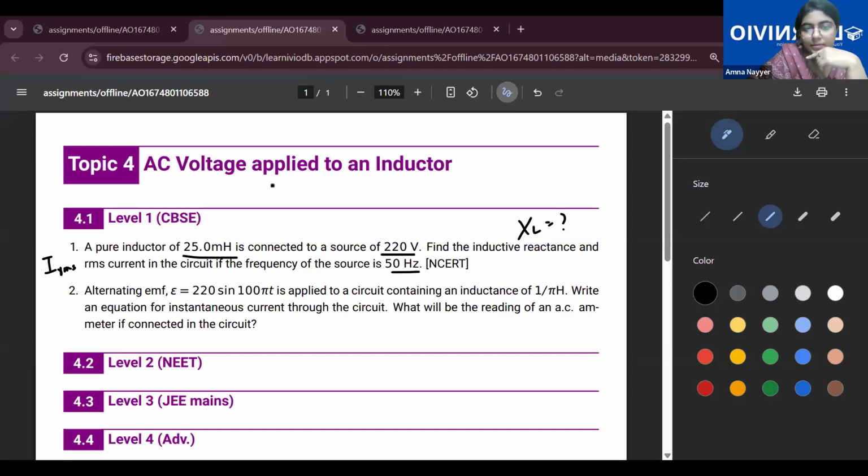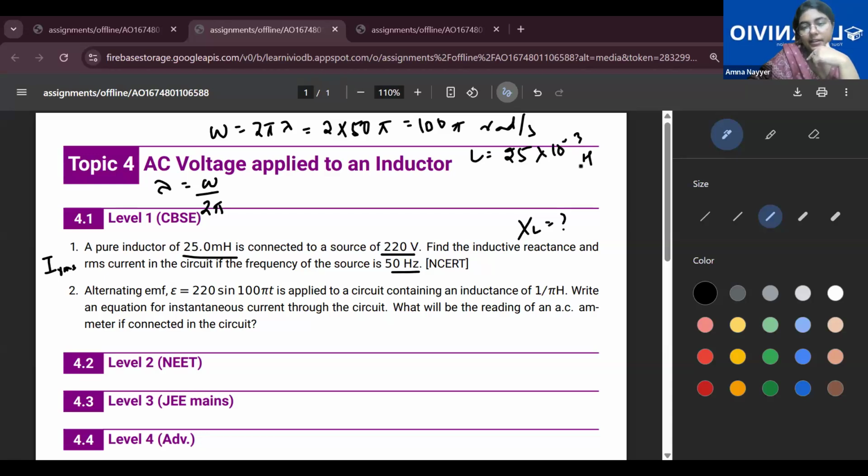Now it says XL is missing, frequency is given. See, linear frequency, when you relate with omega, it is omega by 2 pi. So from here, omega can be written as 2 pi into the linear frequency. So 2 into 50 into pi, that is 100 pi radian per second. So that is omega's value. L is already given as 25 millihenries, 10 to the power minus 3 Henry. Omega into L will give you XL.